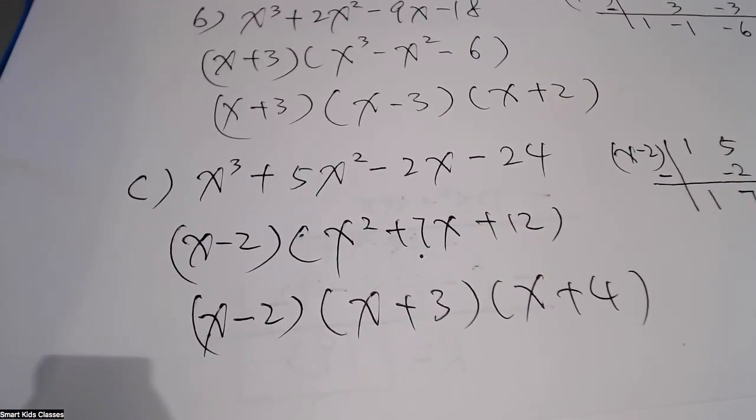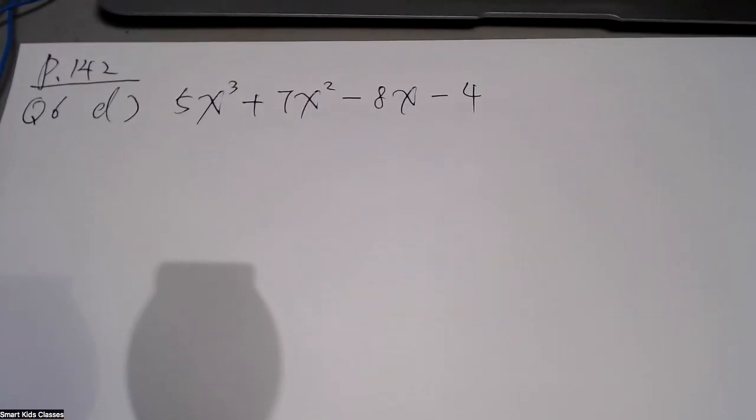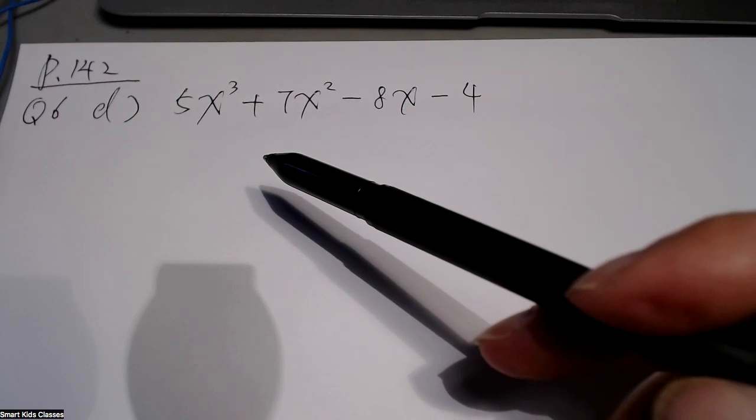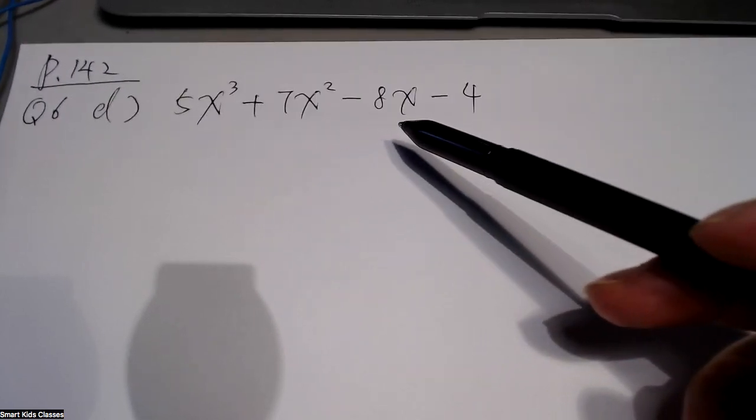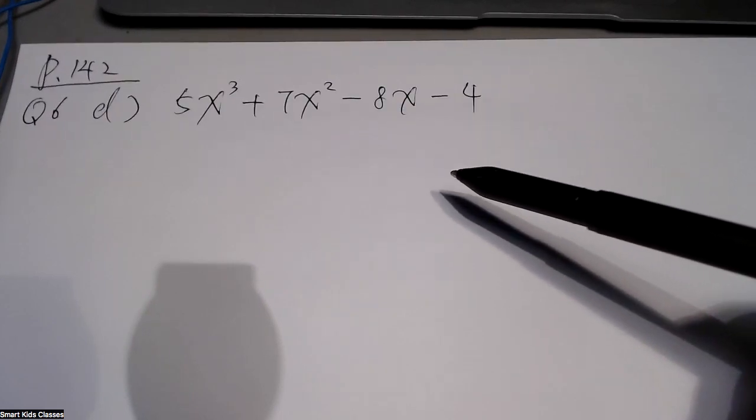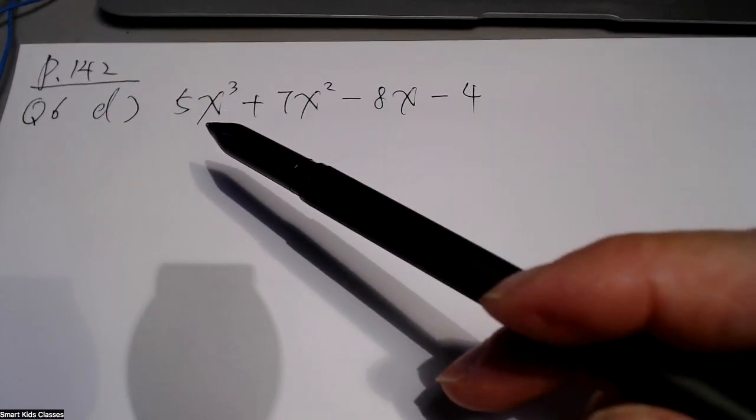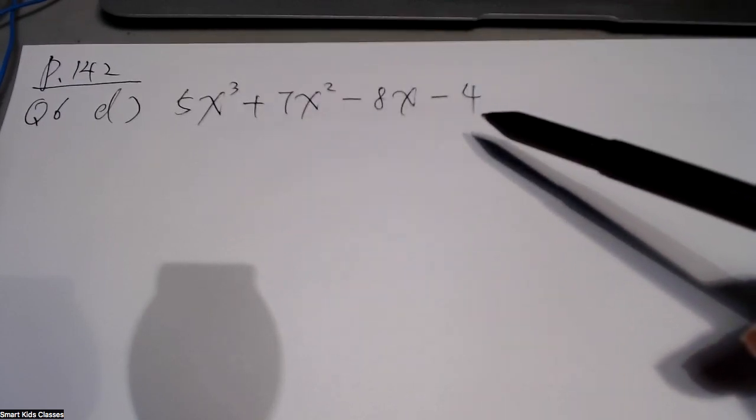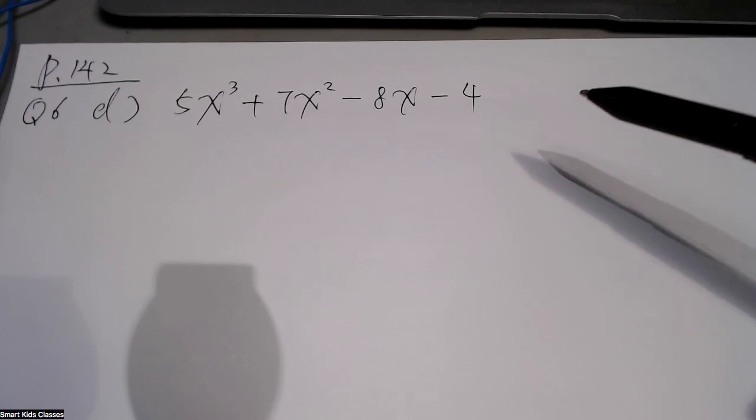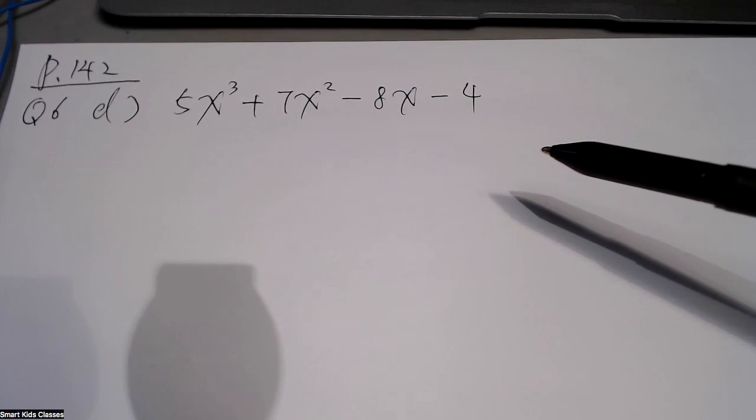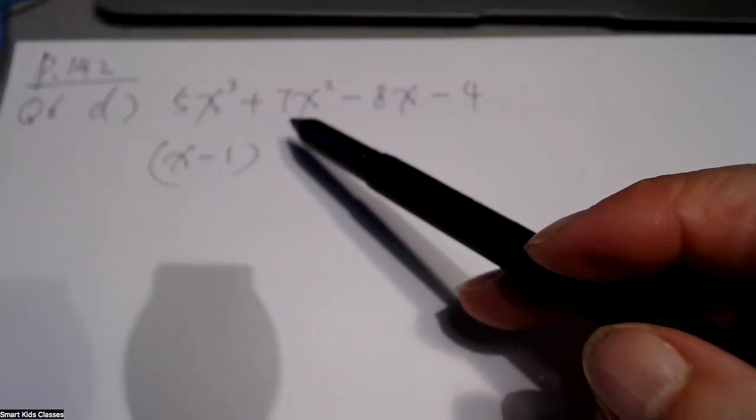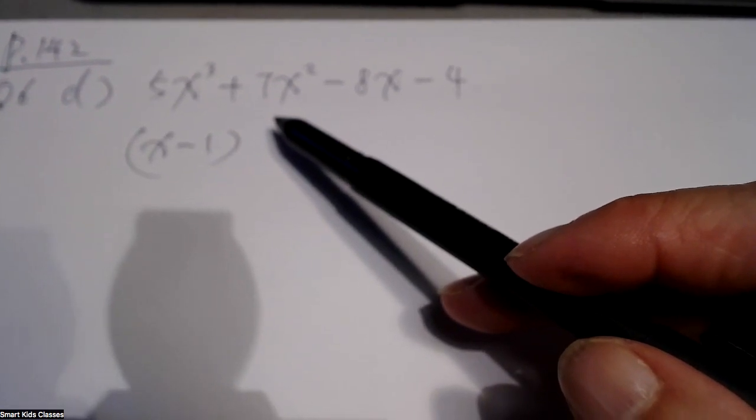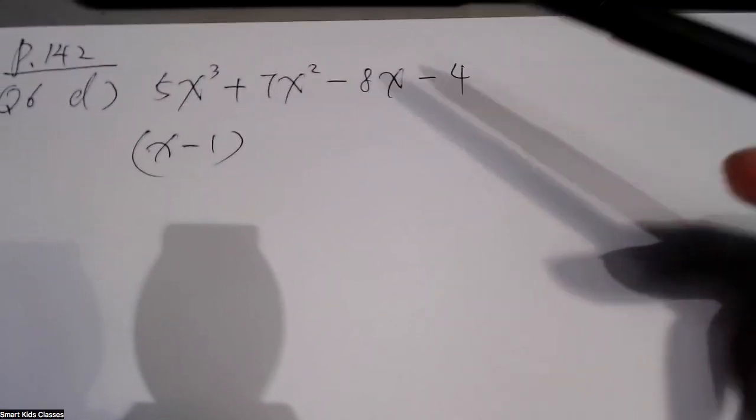Now the next one will be D. So 6D: 5x exponent 3 plus 7x exponent 2 minus 8x minus 4. So we're going to try all the factors. For 5, you're going to have positive and negative 1, positive and negative 5. For 4, we have positive and negative 1, 2, and 4. So let's try 1 first. If it's 1, we're going to put x minus 1. So 1 plus 5 plus 7 is 12, and minus 8 minus 4 is also 12. Perfect.